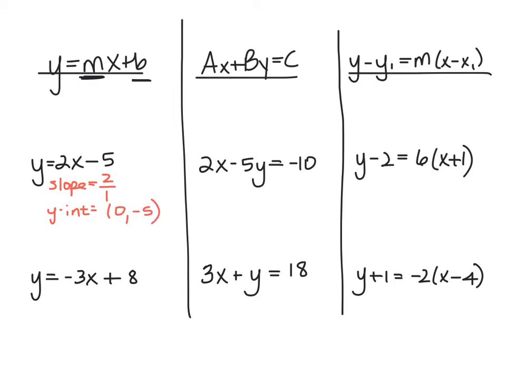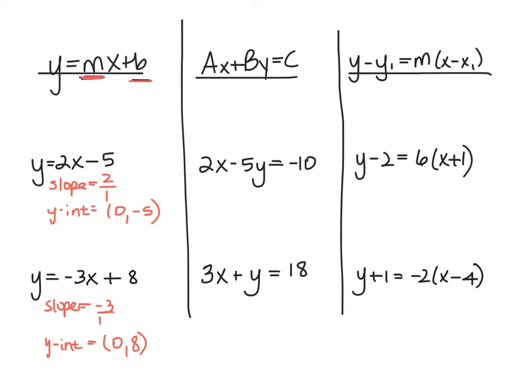All right, in the next equation, you know that the slope is going to be negative 3 over 1 because that's the coefficient with the x. And then you know that the y-intercept is going to be positive 8, so that's (0, 8). All right, slope-intercept form is pretty easy to use that information.